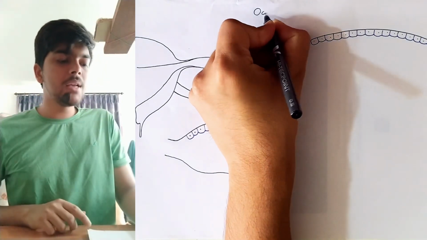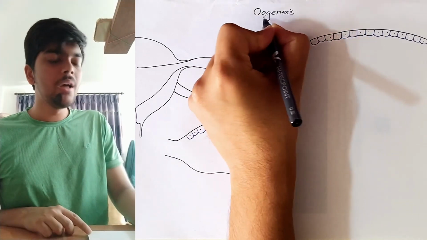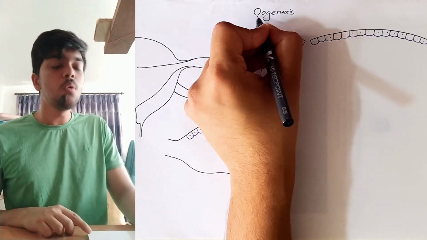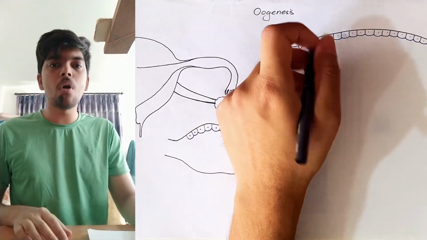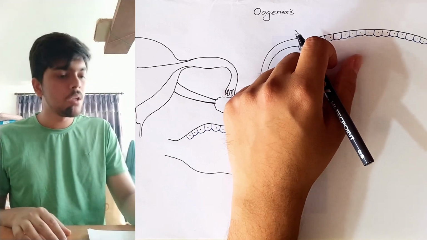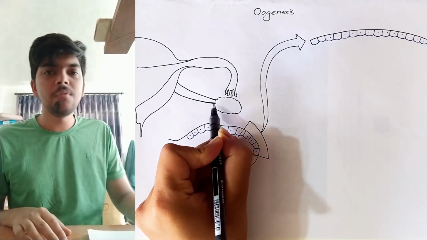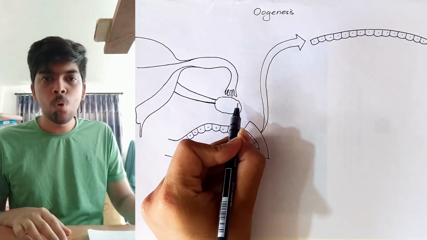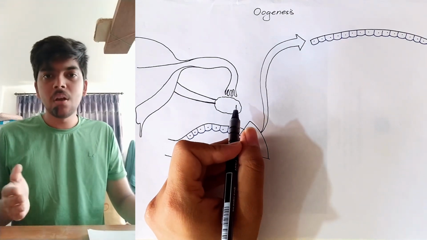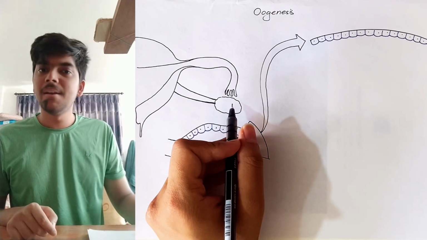The topic of today's video is oogenesis, where oo refers to egg and genesis refers to generation. So oogenesis is the generation of an egg or an ovum. Where does oogenesis take place? Oogenesis takes place in the ovary of the female reproductive organ. Ovary is the primary reproductive organ. It's called so because it is where the process of egg formation or oogenesis takes place.